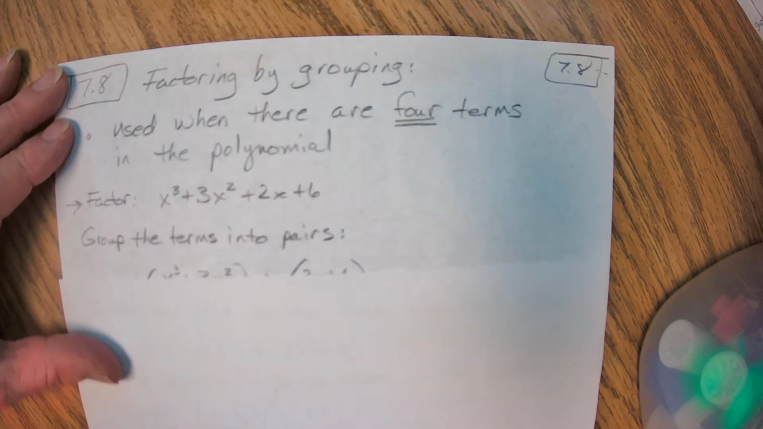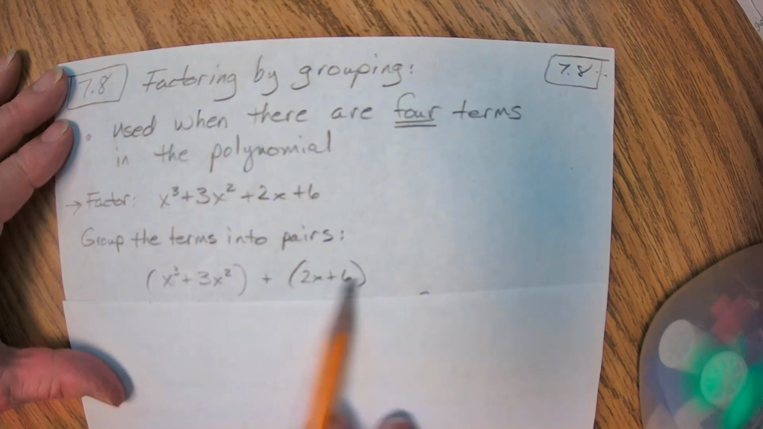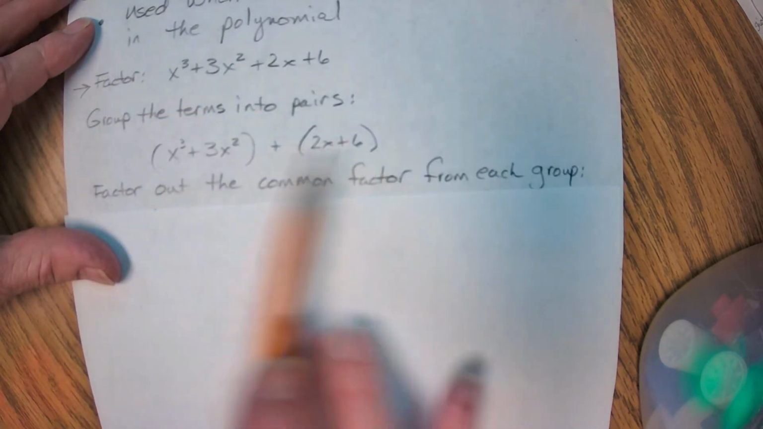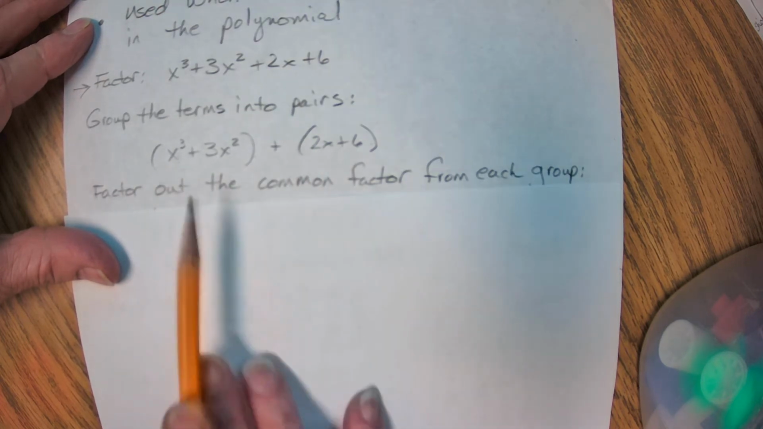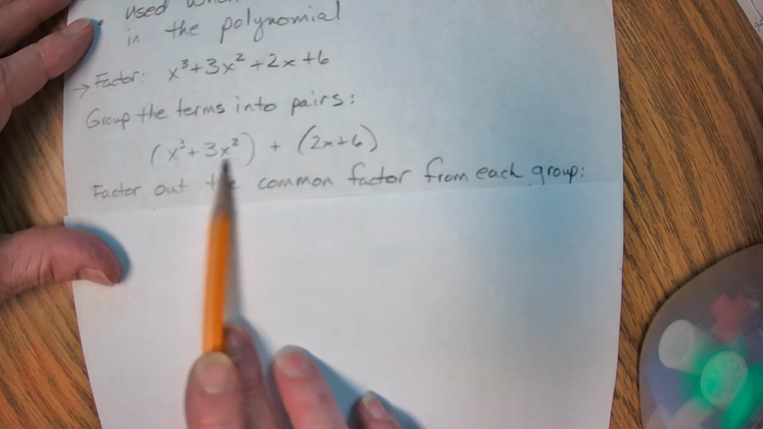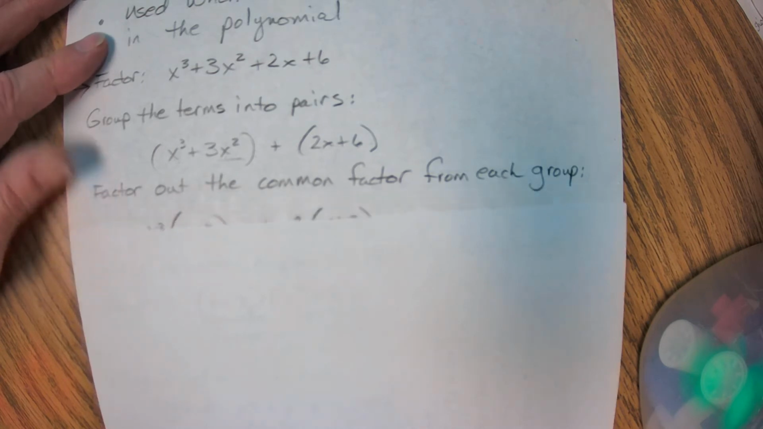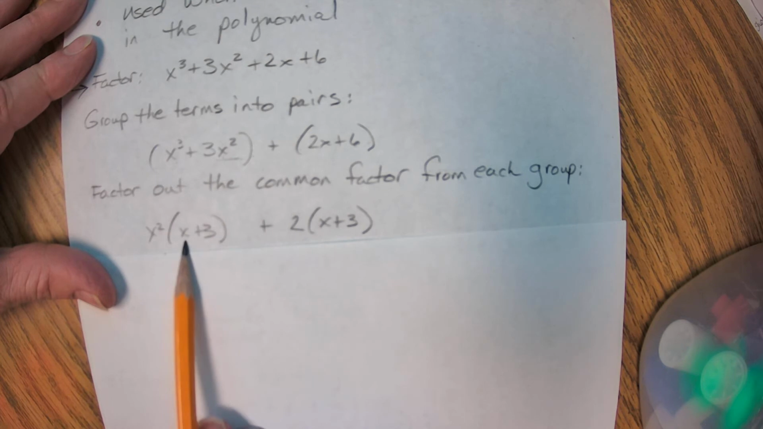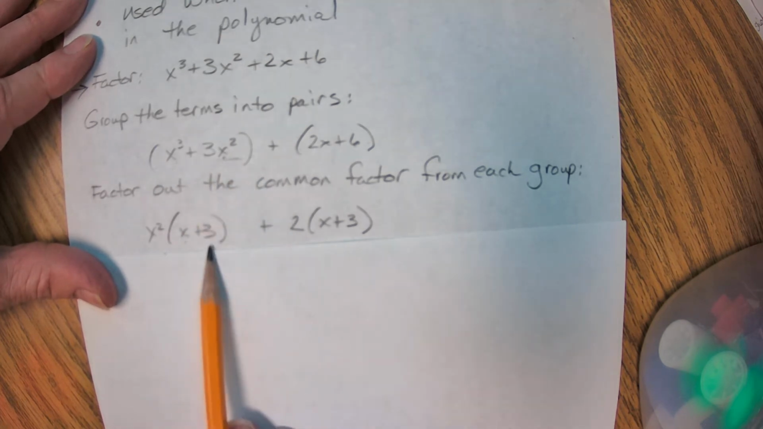And we want to group the terms into pairs. So I'm going to group the first 2 terms and then the second 2 terms. And when you do that, I want you to look at, in each one of these groupings, is there a common factor that I can divide out of that group? In this case, x squared would be a common factor because it's something that both of these terms have. So if I divide this by x squared, what I have left in parentheses is x. If I divide this by x squared, what I have left is 3.